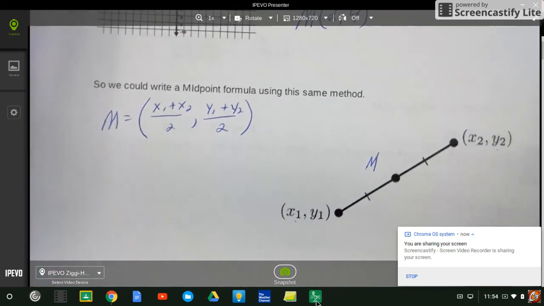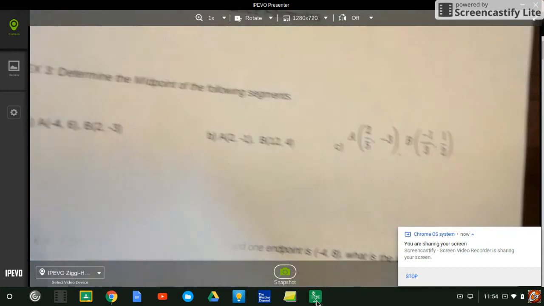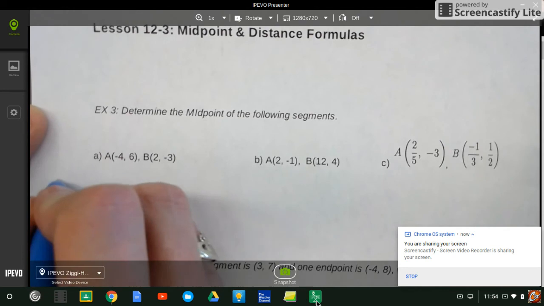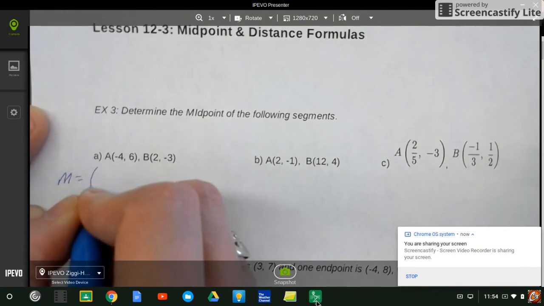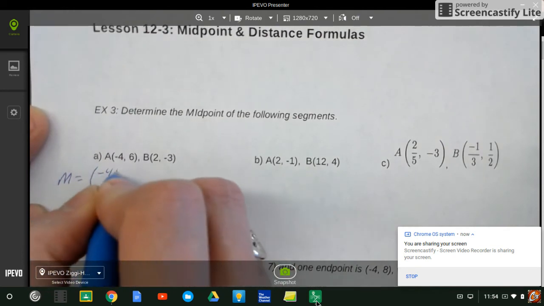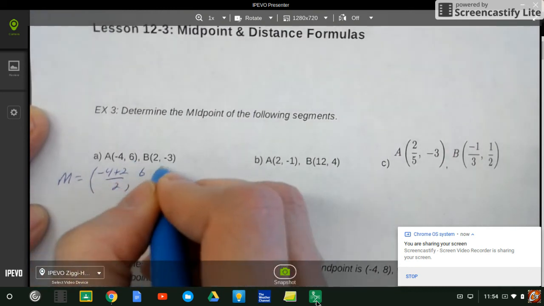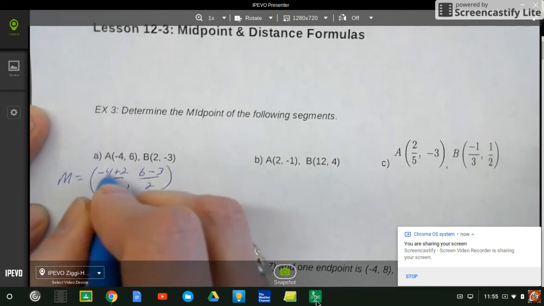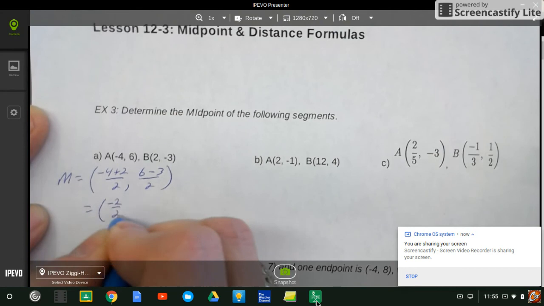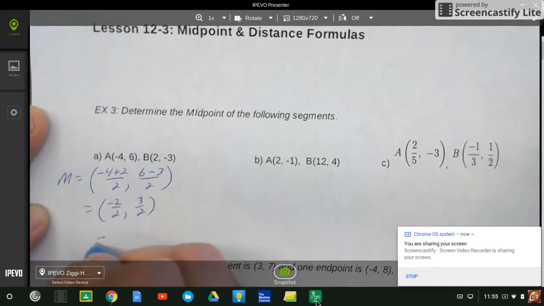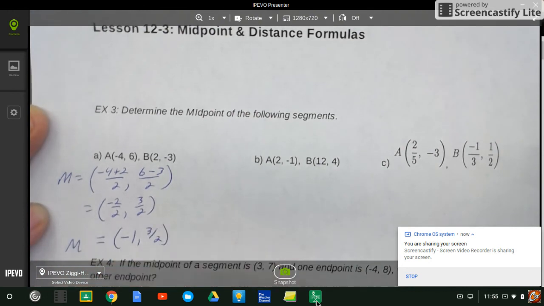Let's look at an example of a midpoint problem, and we'll go from there. So here's our problem. I want the midpoint of that segment. I'm going to add up my x's, so negative 4 plus 2 over 2, and add up my y's. 6 plus a negative 3 is minus 3. So negative 4 plus 2 is negative 2 over 2. 6 minus 3 is 3 over 2. So my midpoint is the point negative 1, 3/2.